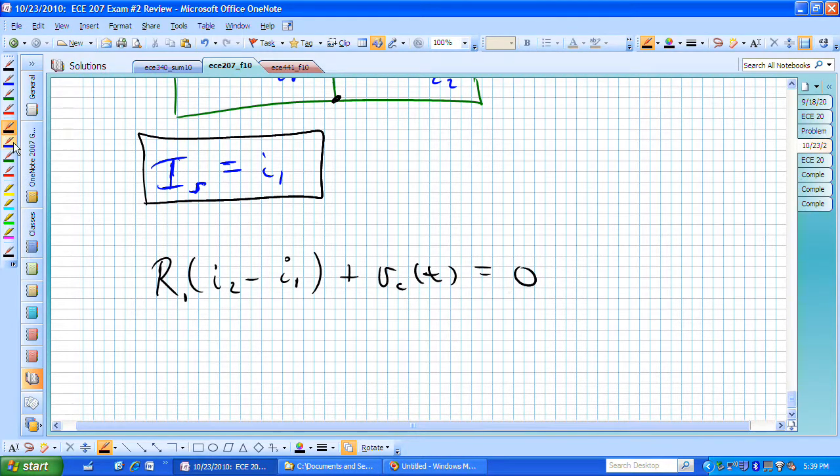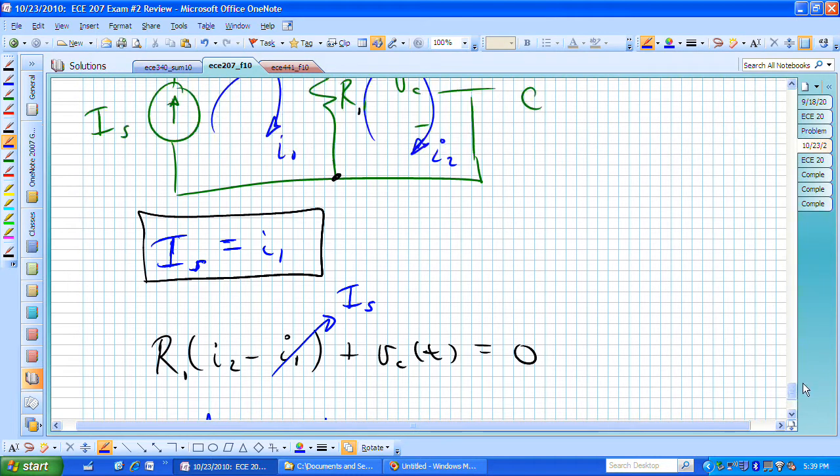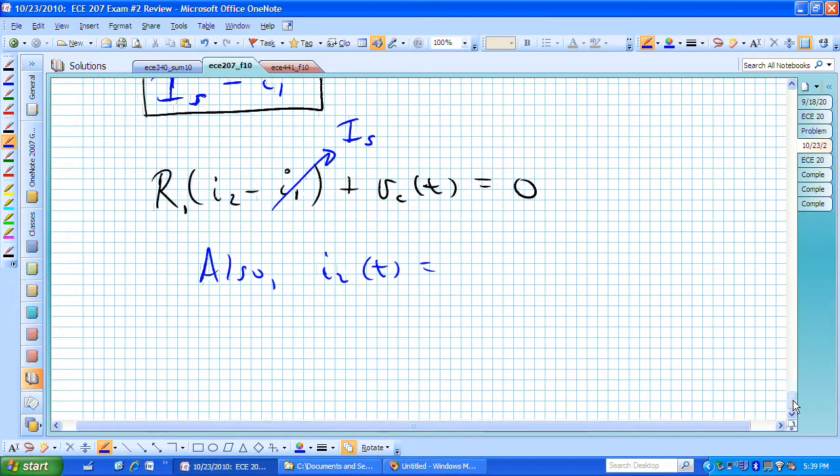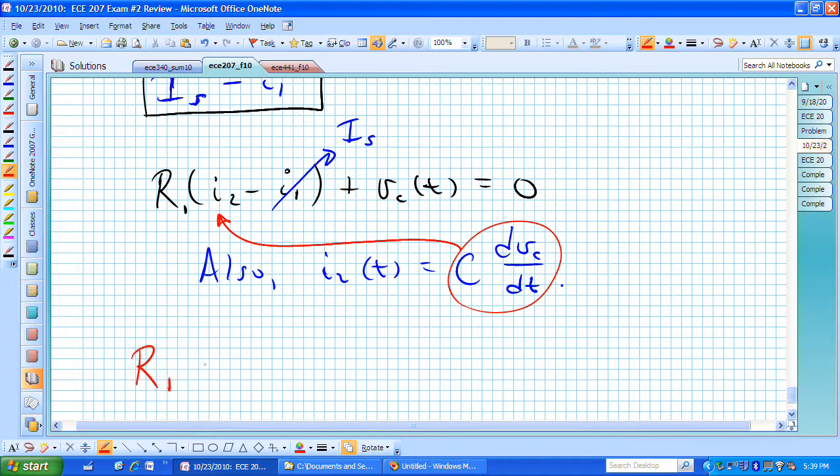What we can do now is simply realize that this is I sub s, and I sub 2, if you go back and look at how we defined it, was actually with the passive sign convention just equal to c dv sub c dt. If we now use this in place of I sub 2, we should end up with the same relationship that we had before, the same governing differential equation.